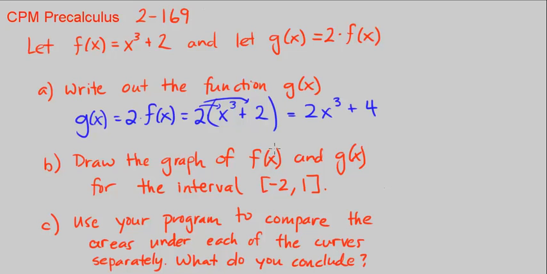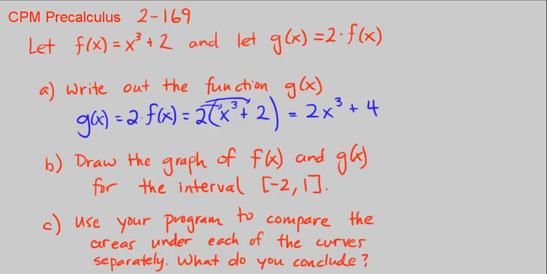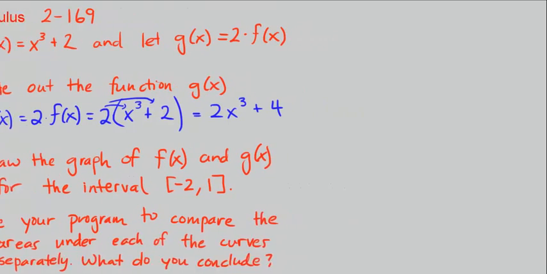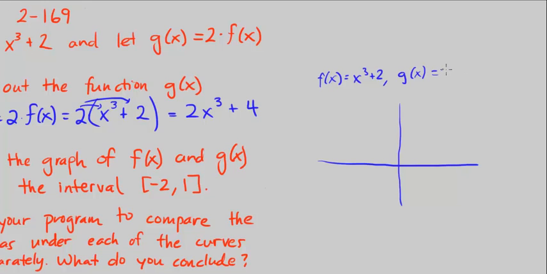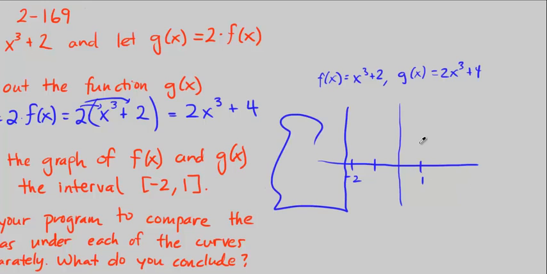Part B says to draw the graph of f of x and g of x on the interval -2 to 1. So what that's telling us to do is draw the graph of f of x, which we know is x cubed plus 2, and g of x, which we know is 2x cubed plus 4. And we want to look at the interval -2 to positive 1. So going to the left, this is -2, positive 1 is here. We don't care about anywhere to the left or anywhere to the right. We just want to look within this region.